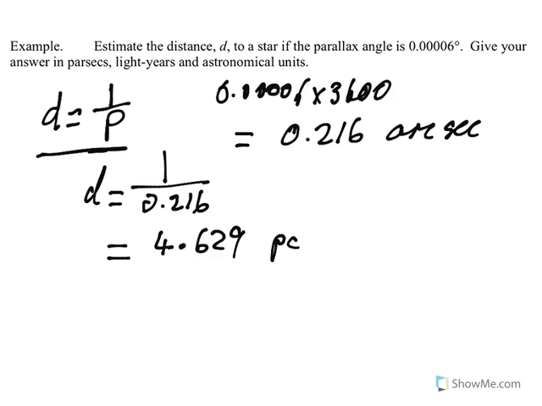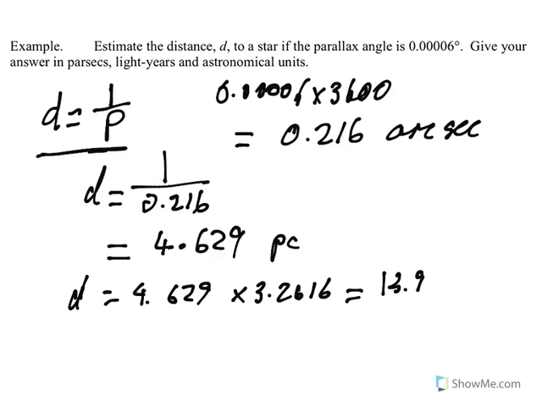If you go up above your example, it gives you the conversion, that bottom one. It says to convert parsec to light years, multiply by 3.2616. So the distance would also be 4.629 times 3.2616. And these conversions would be things that you would put in your notes that you bring into your tests with you. When we multiply that, you get 13.924 light years.